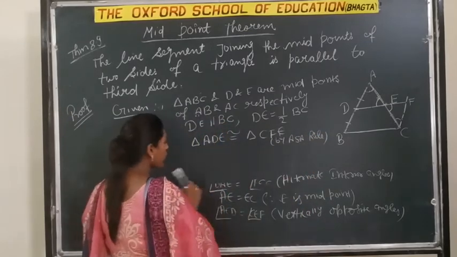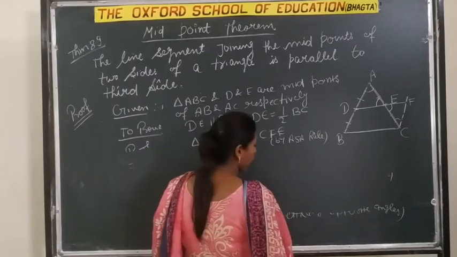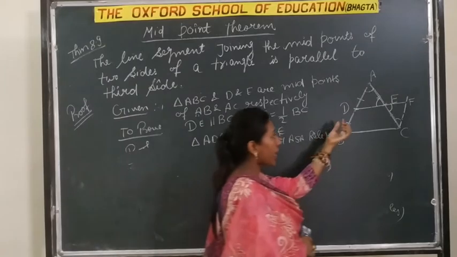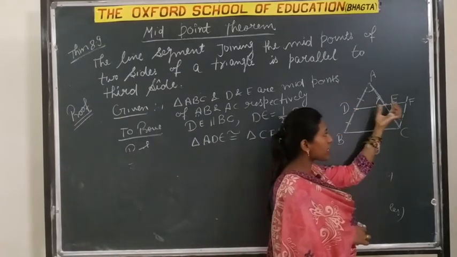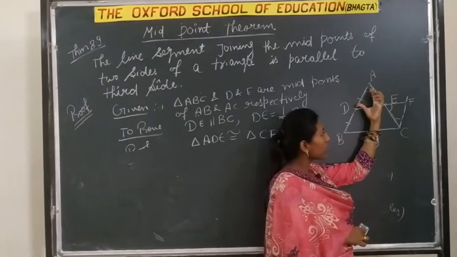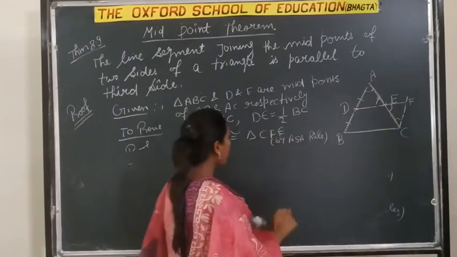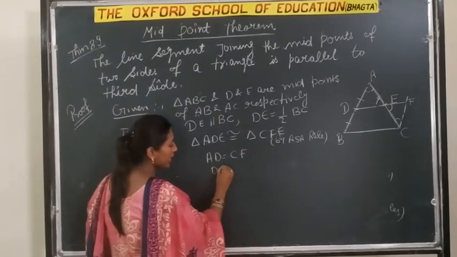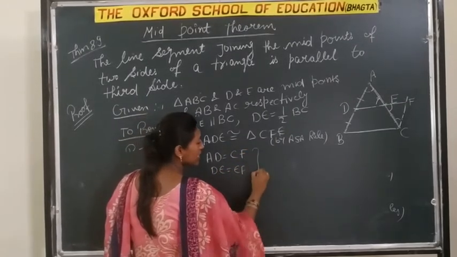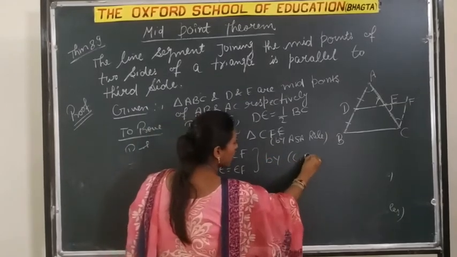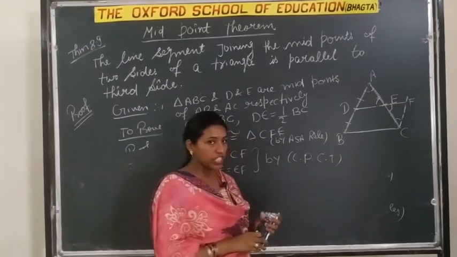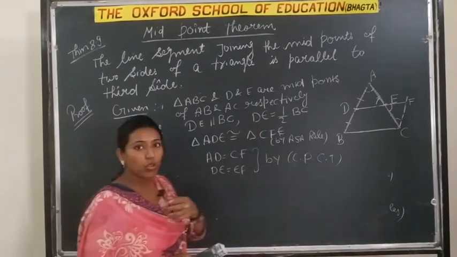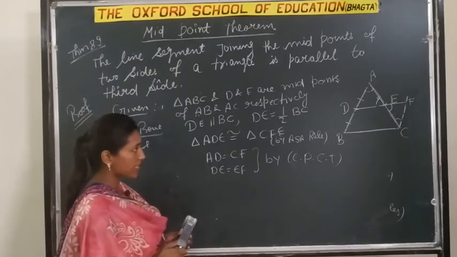Now we know already that when two triangles are congruent, their corresponding parts are equal. So these two triangles are congruent, that means this side is equal to this side and this side is equal to this side. So AD is equal to CF and DE is equal to EF. This is by CPCT: C for corresponding, P for parts, C for congruent, T for triangles.